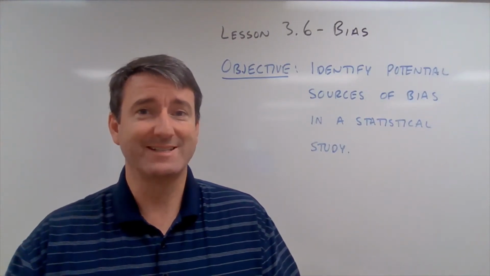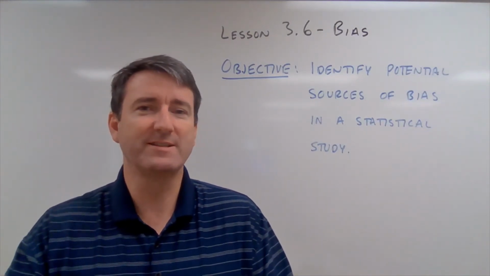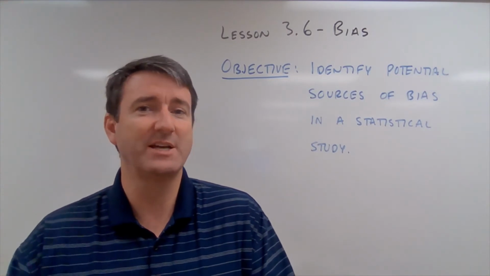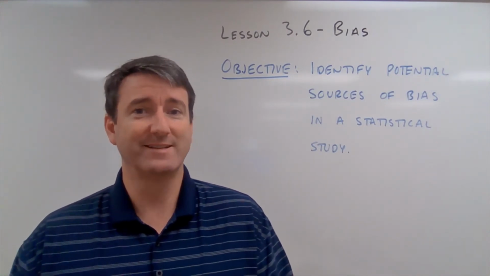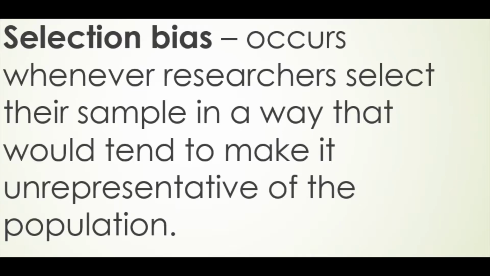Lesson 3.6, Bias. Our objective for this lesson is to be able to identify potential sources of bias in a statistical study. Let's start by defining 5 types of bias, starting with selection bias.